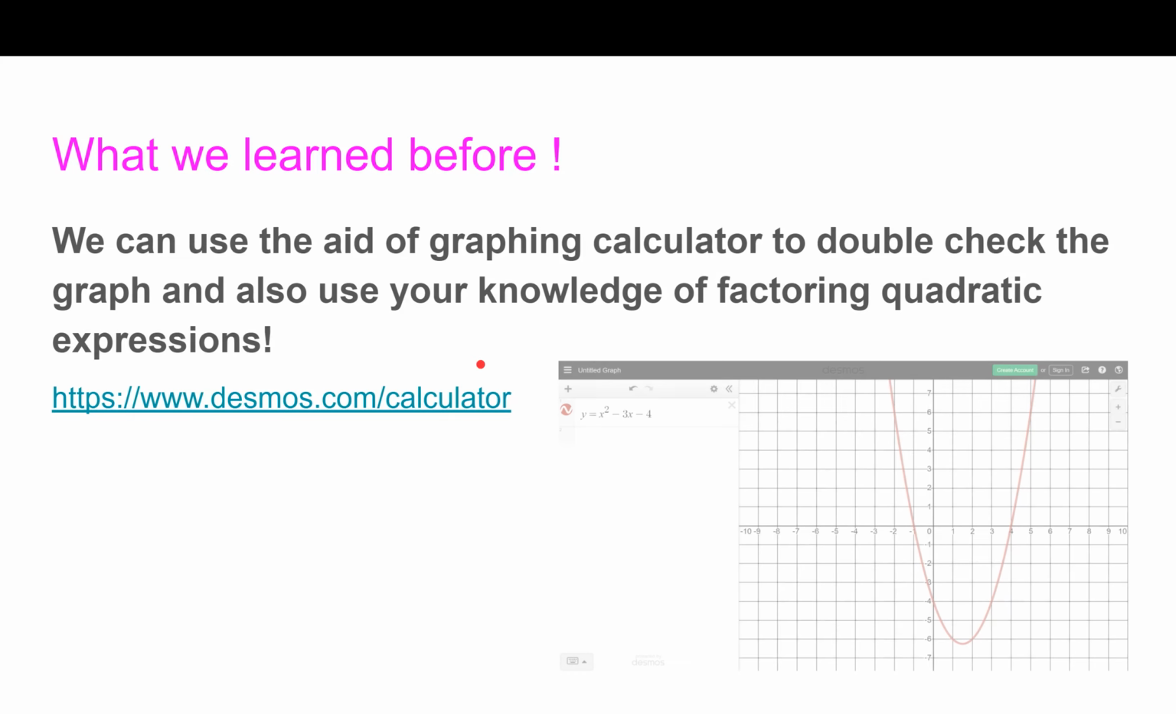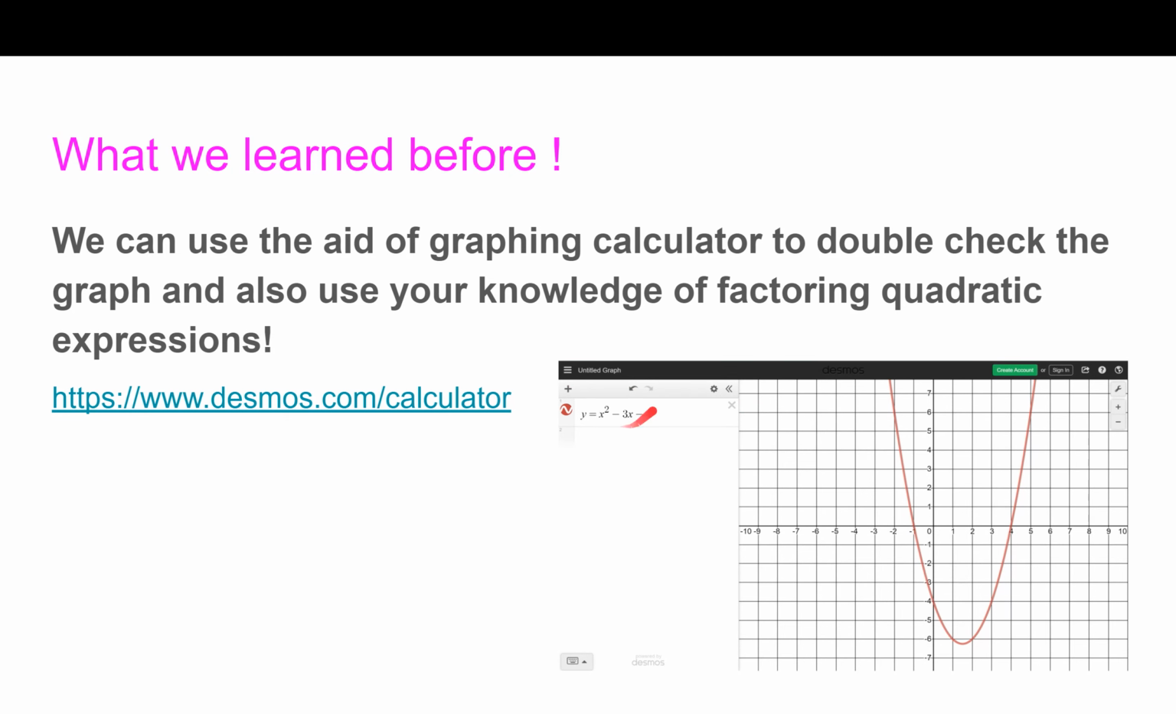Now, it could look like this. This is where you put the equation, and the graph results are on the right. If I give you an example, x squared minus 3x minus 4, you just type it in and graph it. You can also use factoring of the quadratic expression to solve the equations.